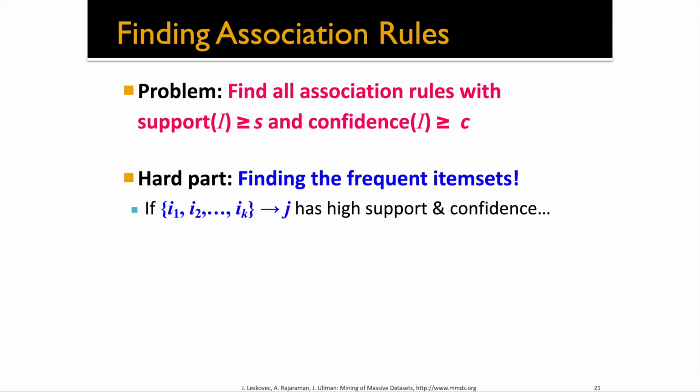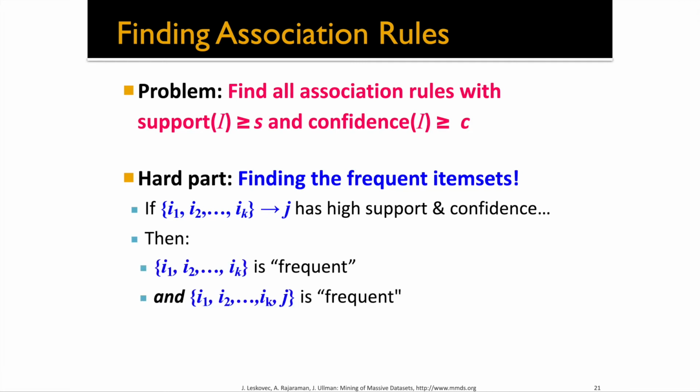So here, if we have some item set I1 to IK that also implies this other item set J, we want something that has high support and confidence. Now, what does this mean? If this association rule holds, then we have two things that we should be able to observe. First is that this item set, or these sub-items I1 through IK, must be frequent, but also the union of I1 to IK and whatever is in our J item set must also be frequent.